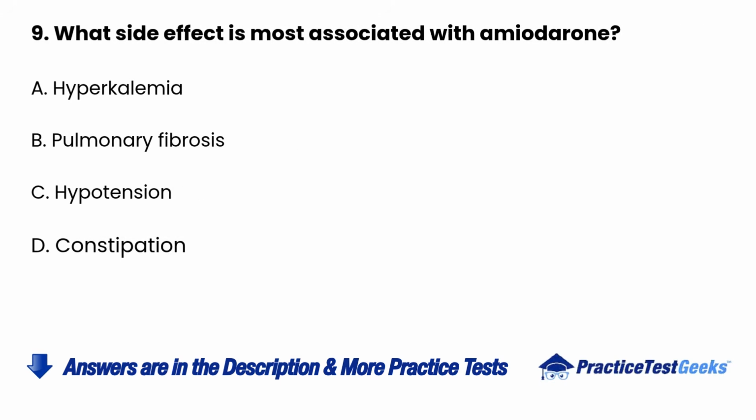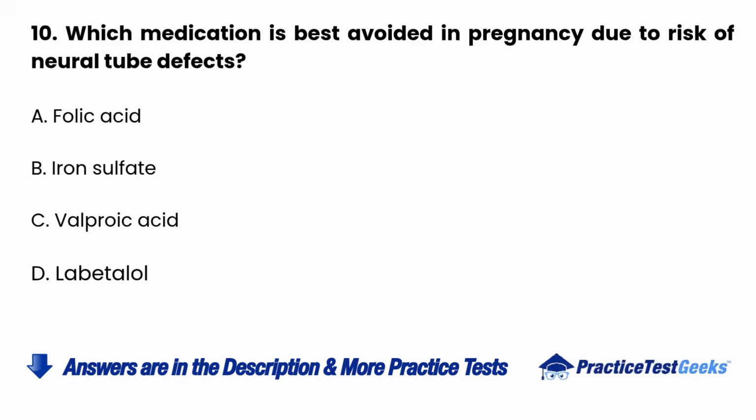What side effect is most associated with amiodarone? A. Hyperkalemia. B. Pulmonary fibrosis. C. Hypotension. D. Constipation. 10. Which medication is best avoided in pregnancy due to risk of neural tube defects? A. Folic acid. B. Iron sulfate. C. Valproic acid. D. Labetalol.